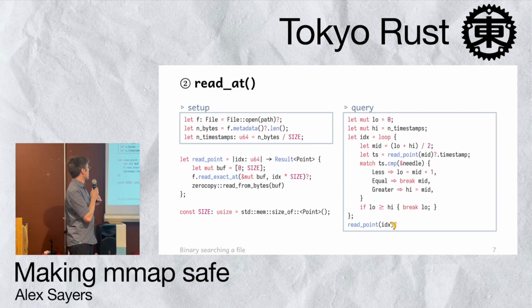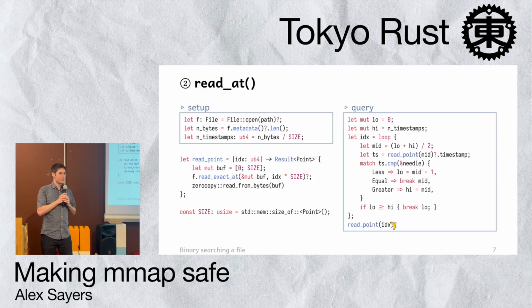So here, in the setup, all I'm doing is opening the file. And now, every time we need to read a point, we create a 16-byte buffer, and we call read_exact_at, which is the Rust word for pread. So that just reads 16 bytes in from the file, and then we cast it to a point. So this also works, and doesn't use tons of memory. Great.